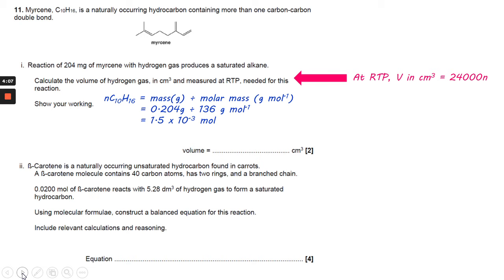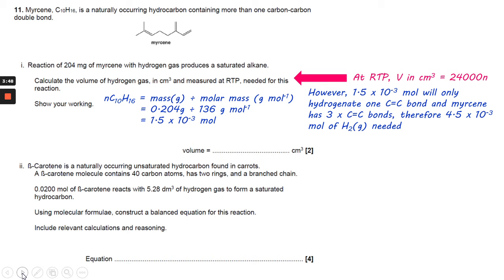So the number of moles of myrcene in 204 milligrams, you've got to convert milligrams to grams. So you remember to divide it by 1,000. So we have 1.5 times 10 to the minus 3 moles of myrcene.